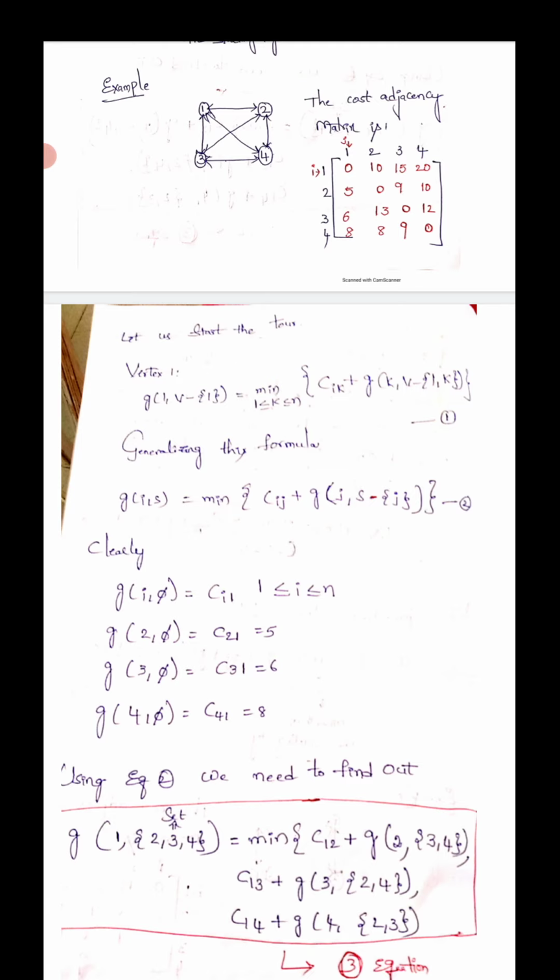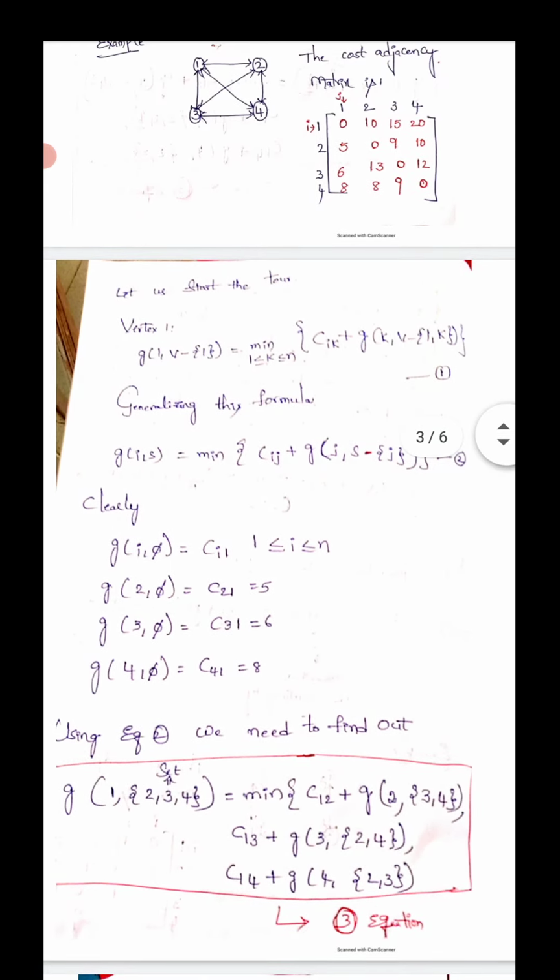Checking the cost adjacency matrix, c_21 is the second row, first column, which is 5. Then g(3, ∅) is assigned c_31, the third row, first column, which is 6. And g(4, ∅) is assigned c_41, the fourth row, first column, which is 8. Now we are using equation number 2.